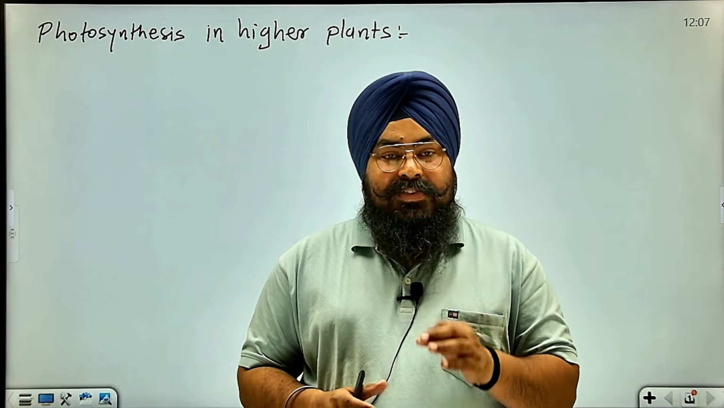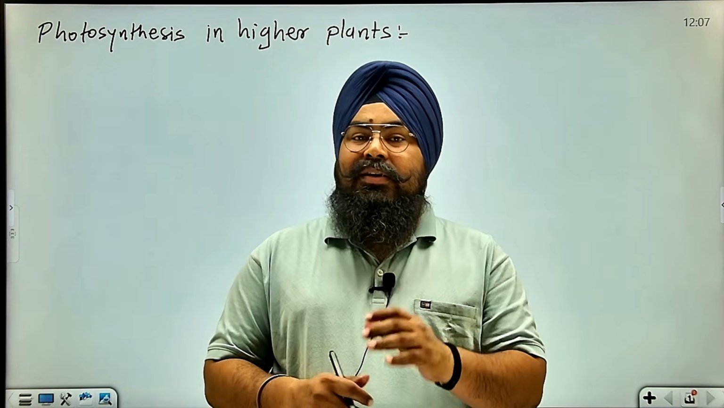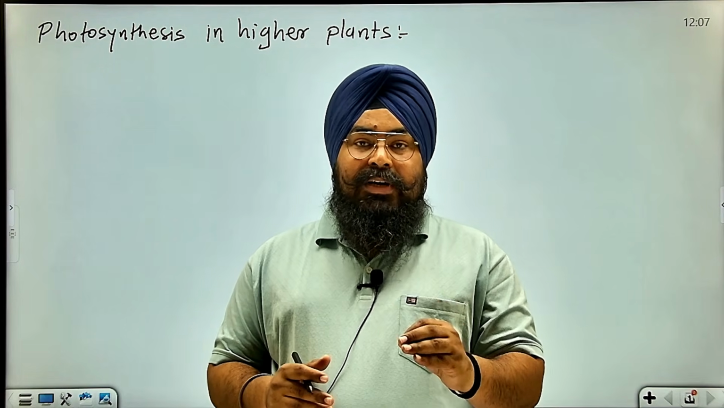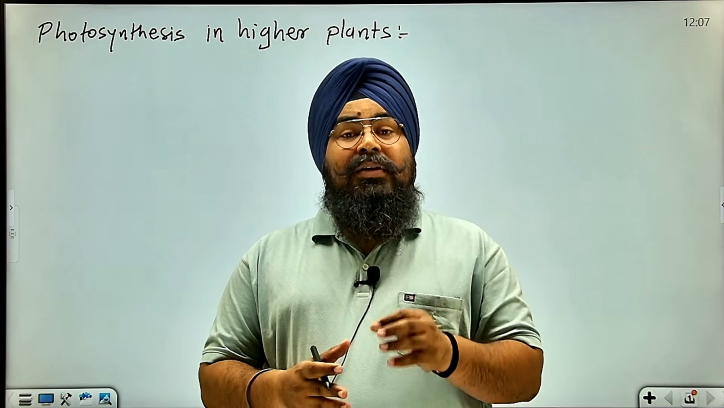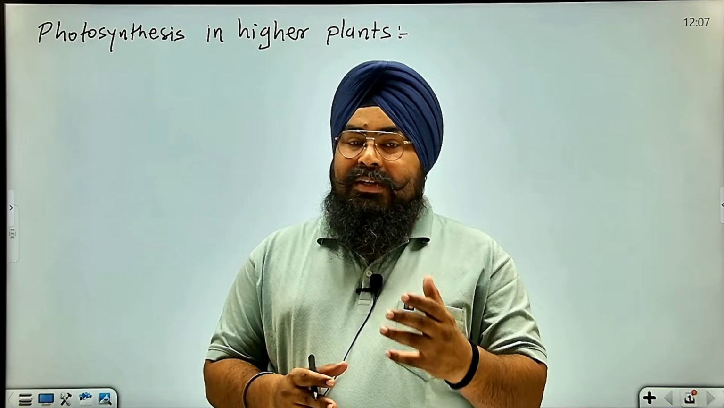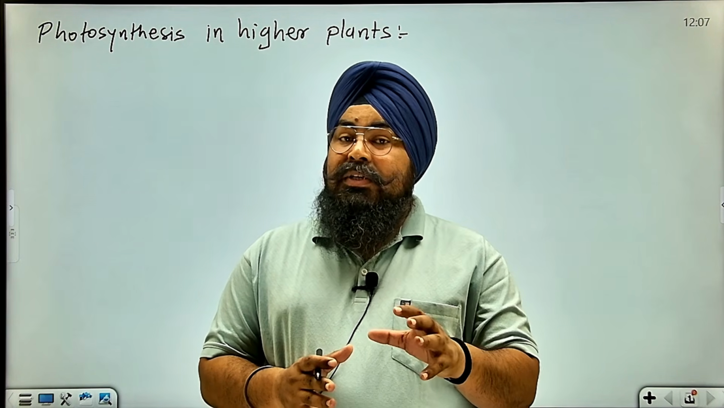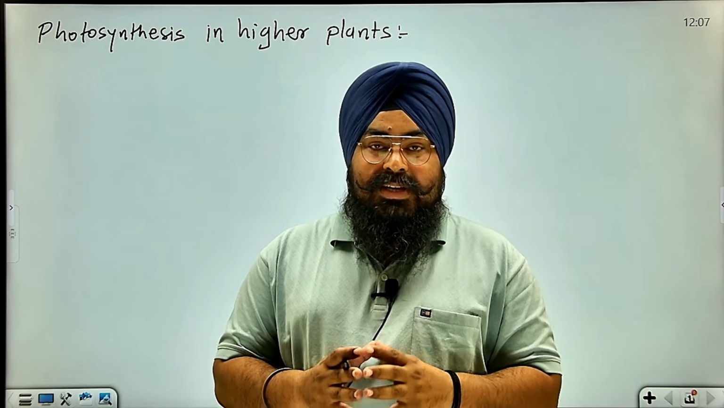In this class, we discuss the chapter photosynthesis in higher plants. Photosynthesis is the most important biochemical process on this planet because every living organism requires food for energy for their metabolism. And photosynthesis is the only process that uses sunlight and produces food on this planet.